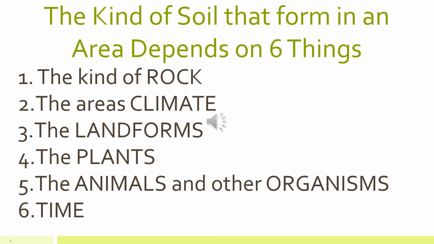On this slide, we're going to be learning that the kind of soil that forms in an area depends on 6 main things. The kind of rock, the area's climate, the landforms, the plants, the animals and other organisms that are in the soil, as well as time. On the next slide, you'll actually learn a little bit more information about each one of these.